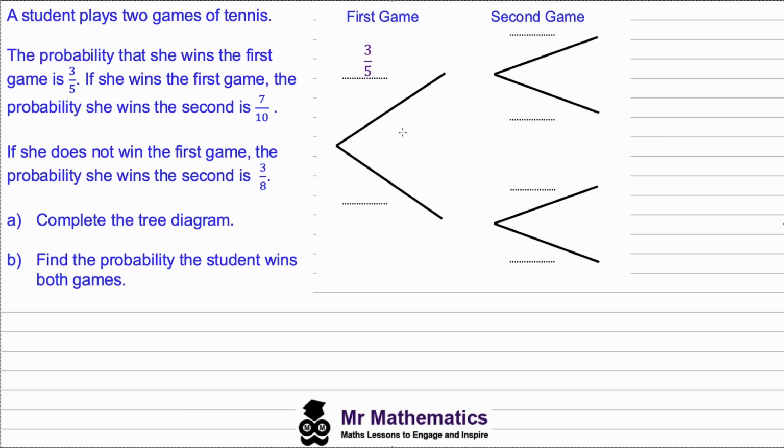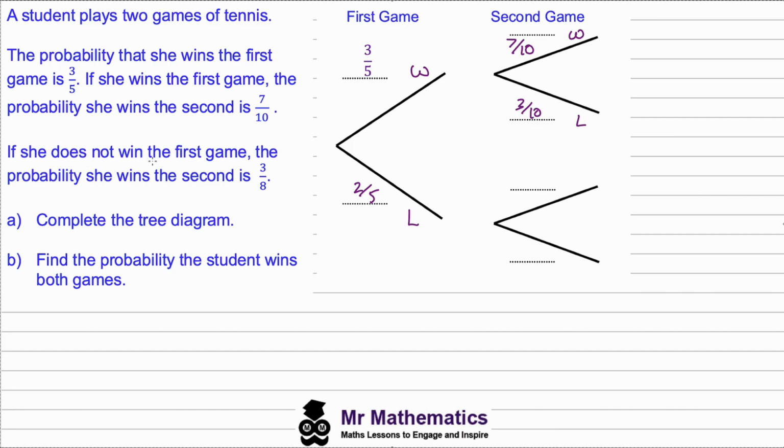So we've got the tree diagram here, and we're told that the probability of winning is 3/5. So we can work out the probability of losing as 2/5, because winning and losing are mutually exclusive, they must add up to make 1. Then if we win the first game, we're told that the probability she wins the second is 7/10. And this will be 7/10. This will also be a win, which means it would be 3/10 that she loses.